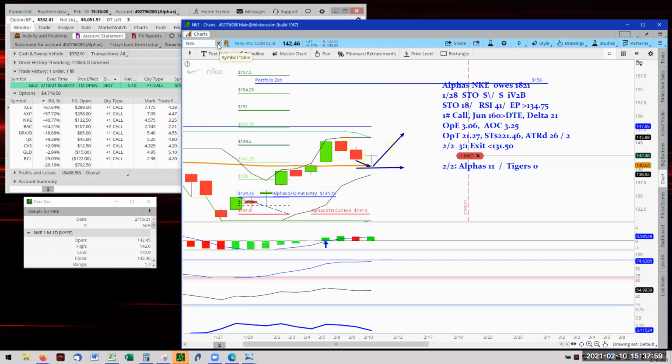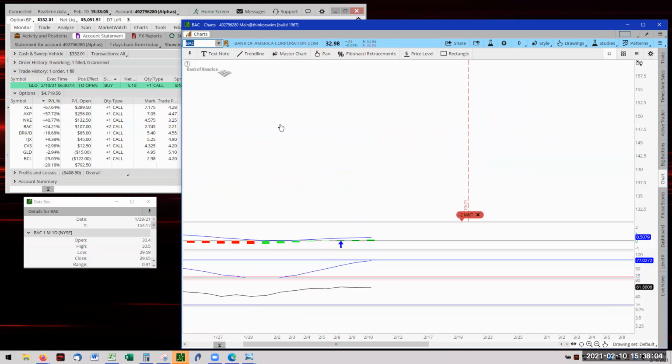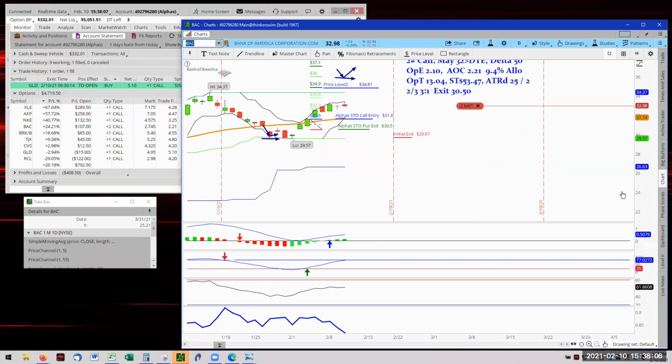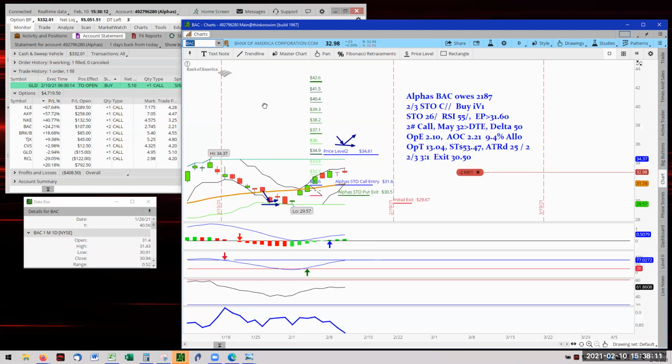And that said, let's go on now to Bank of America. And I'm trying to rush through this a little faster because I got some exciting news that happened in the binary world. We've been finally getting some action for the Tigers to get on the scoreboard.